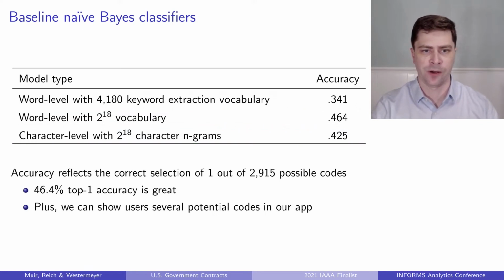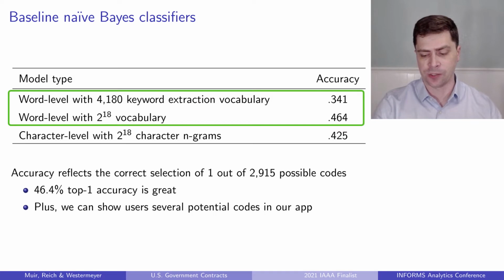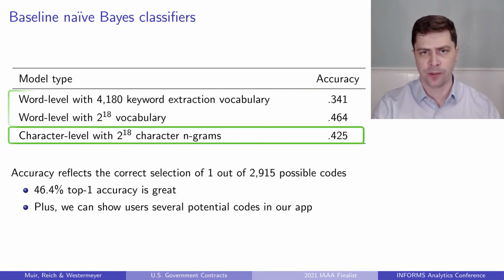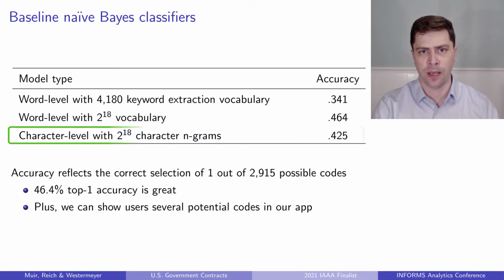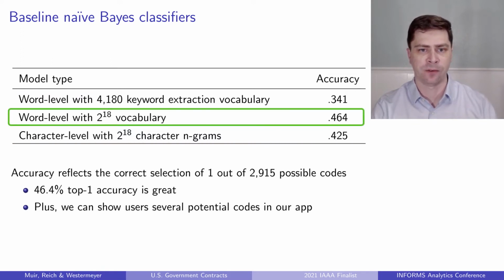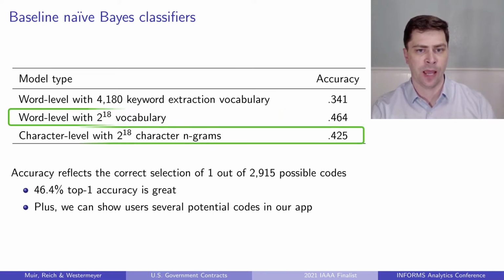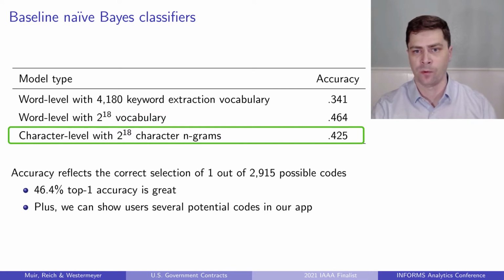The difference here is that for the word level models, we're taking a string of text and breaking that string apart on the word boundaries. For a character level model, we're taking a string of text and breaking that string of text apart at each character. We reach the highest level of accuracy with the word level model with the 2 to the 18th size vocabulary. The character level model performs noticeably poorer.